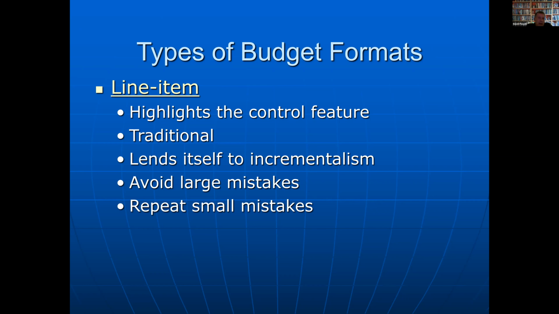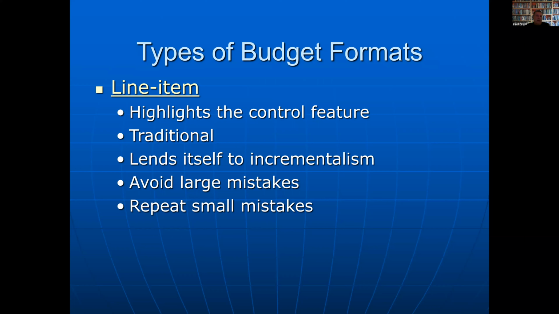Another advantage is that line item budgeting allows us to avoid making big mistakes, because we're never going to have whole-scale changes to what we are funding in our budgets. We're going to just keep funding the same expenditures year after year after year. So we're not going to have those big mistakes, but we are going to repeat small mistakes. If we've got a program that is not being fully effective and not accomplishing its goals, we're not really going to know that with our budget document. So we're going to continue funneling money into that program year in and year out and continue repeating those same mistakes each and every fiscal year.